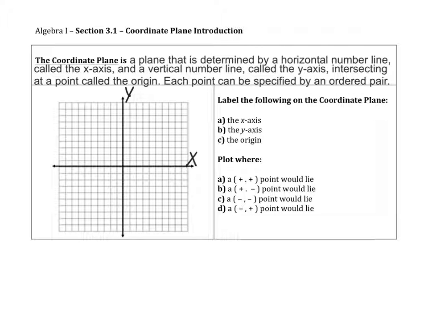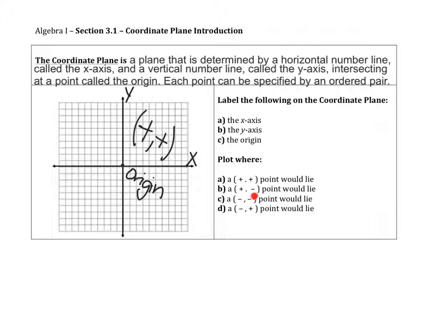Next, they want us to label the origin. The origin is the point that the two number lines intersect. So the point right here in the middle is called the origin. Next, we're also supposed to plot where a point that is positive would lie. So remember, if you go to the right, it's positive. If you go to the left, it's negative. If you go up, it's positive. If you go down, it's negative. So a positive point would go to the right and up. So in this area, all points would be positive.